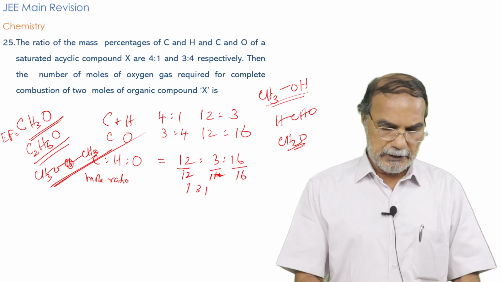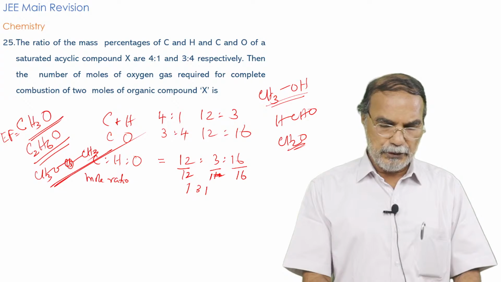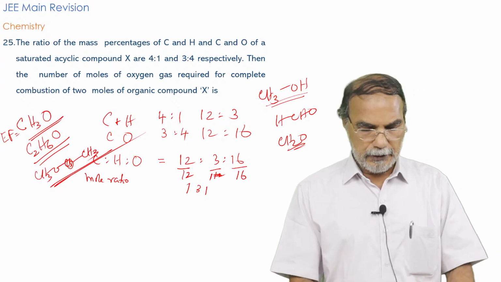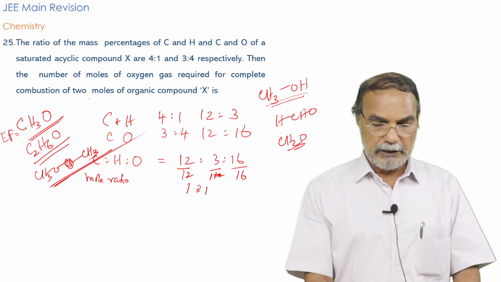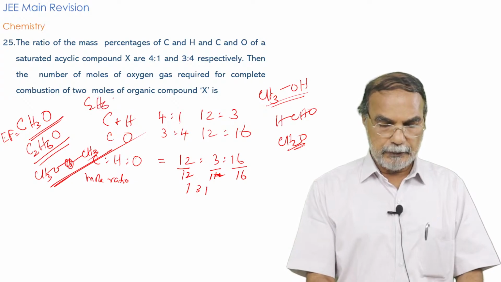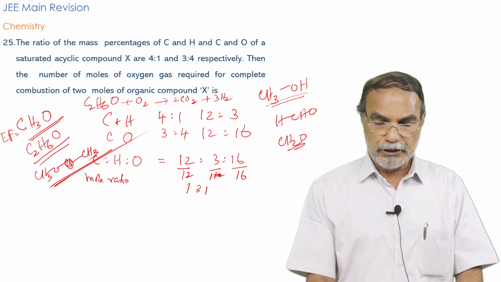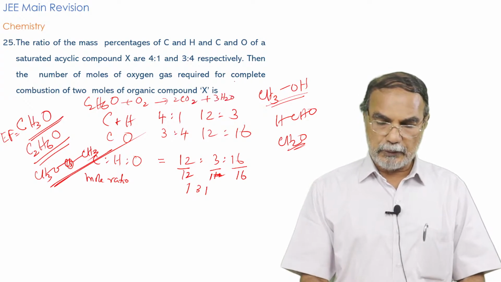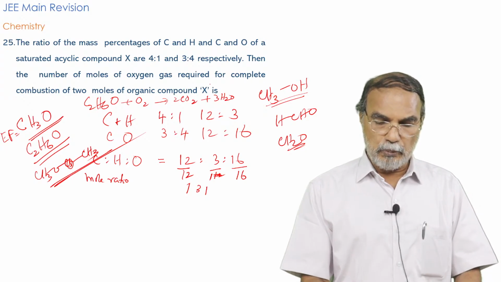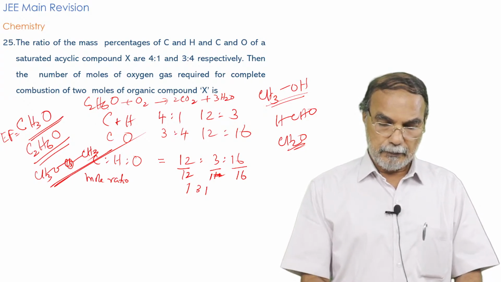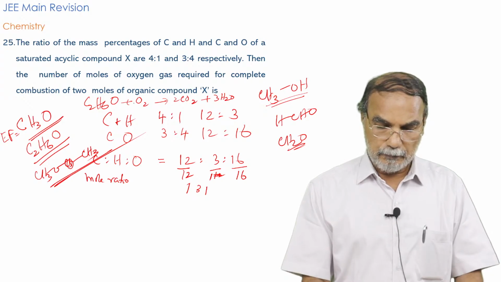So the compound is this one, C2H6O. When C2H6O combines with oxygen, you have 2 carbon dioxide and 3 H2O. And what's the question? What is the number of moles of oxygen required for complete combustion of 2 moles of the organic compound? You simplify this, you balance it.